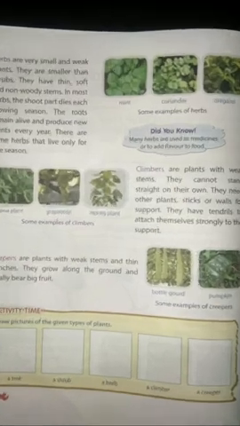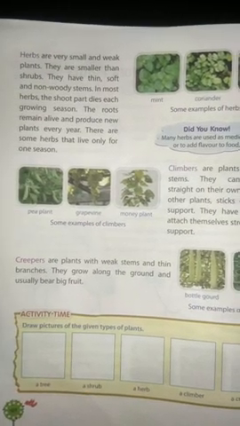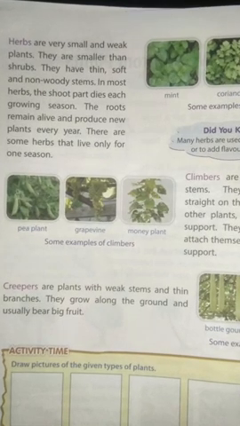Next page, page number 60. Next point, herbs. Herbs are very small and weak plants. They are smaller than shrubs. Herbs are very weak.